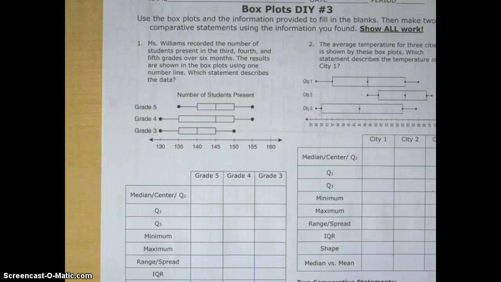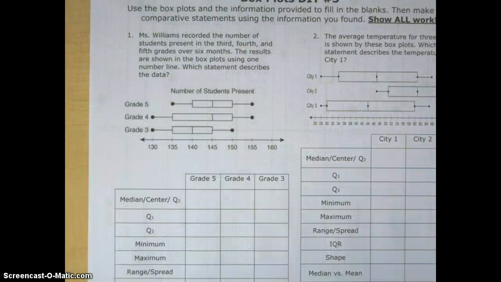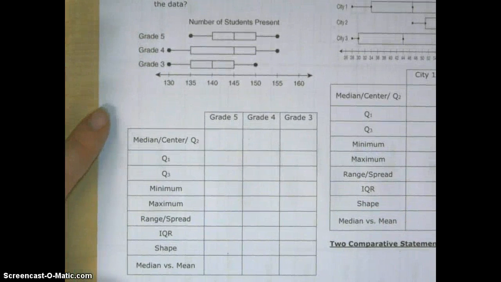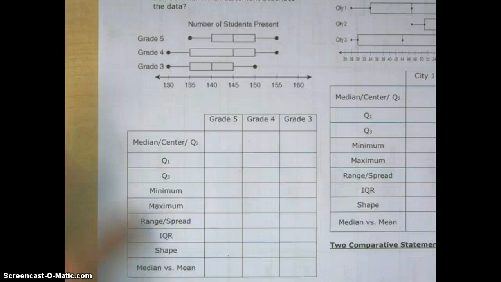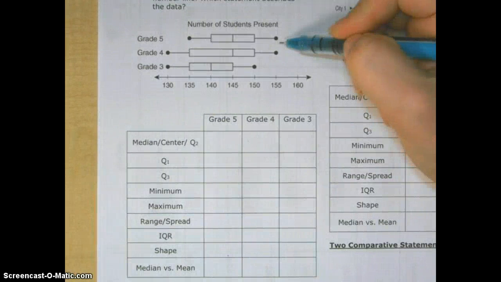Mr. Williams recorded the number of students present in 3rd, 4th, and 5th grades over 6 months. The results are shown in the box plot using a number line. Which statement describes the data? So let's make this a little bigger so we can see it. So here's our box plot, and here's all the data we need to know about it. So let's start just with 5th grade. 5th grade is our first box plot.